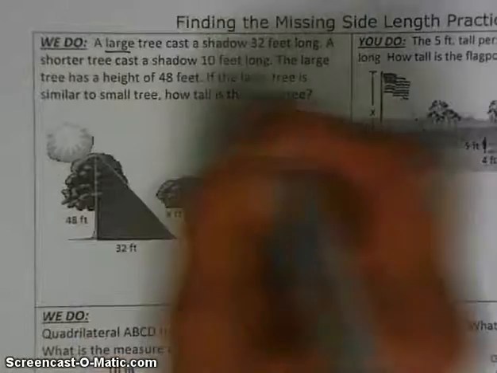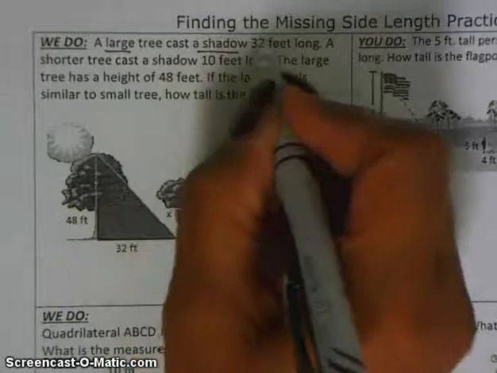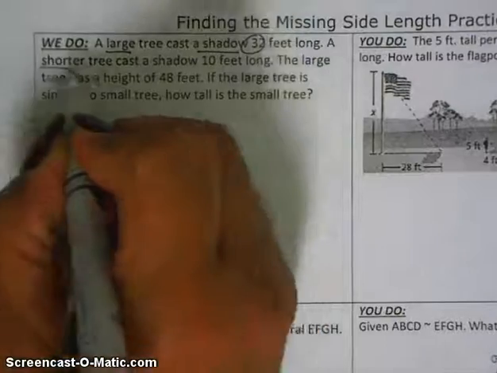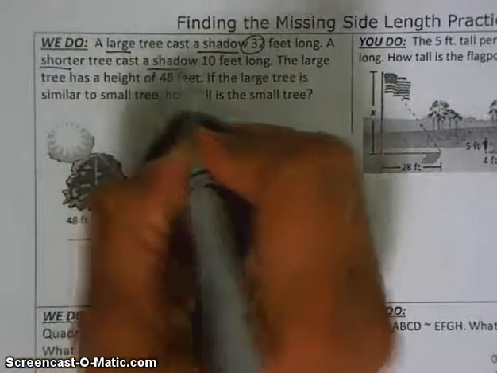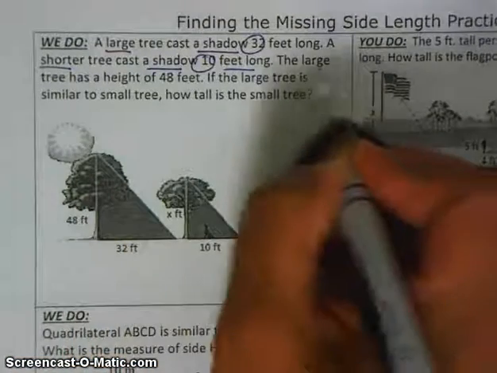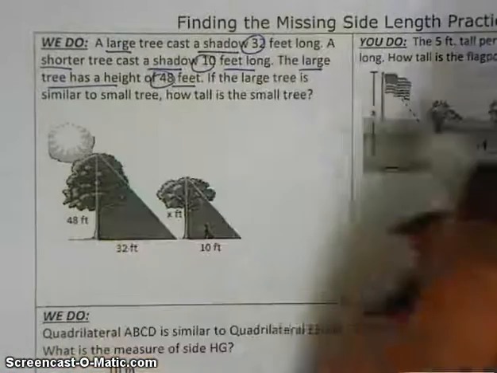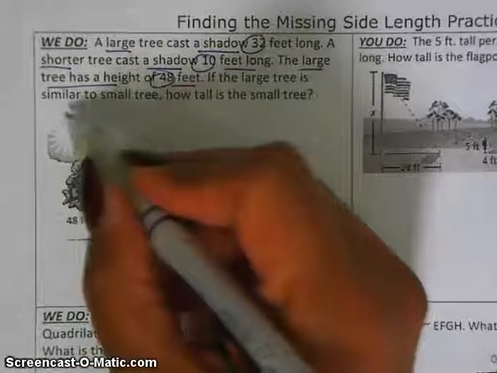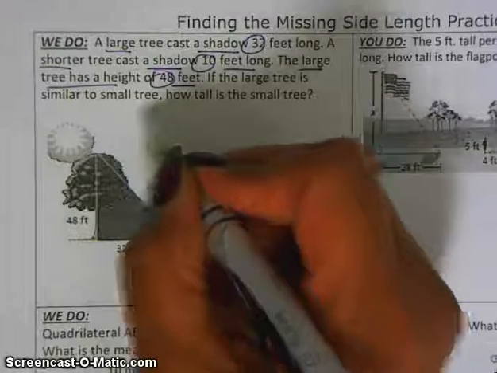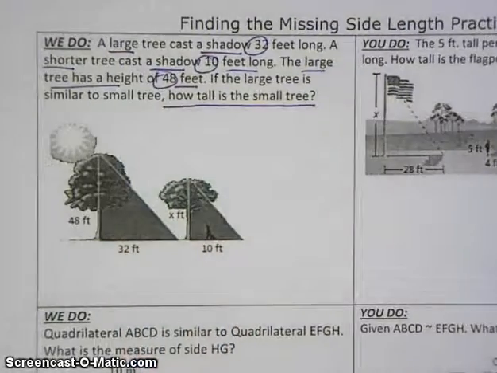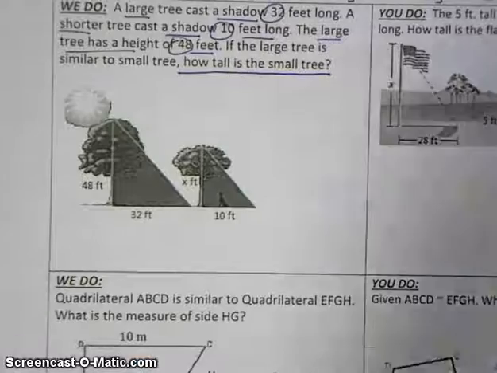So I have a large tree that casts a shadow that's 32 feet long. A shorter tree casts a shadow that is 10 feet long. The large tree has a height of 48 feet. It says if the large tree is similar to the small tree, how tall is the small tree? Okay, so I'm looking for the height of the small tree.